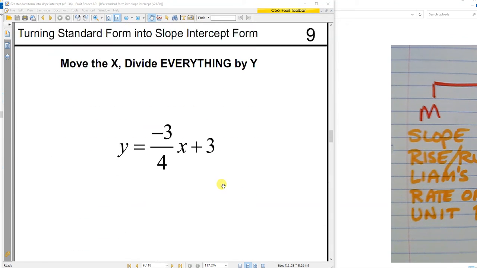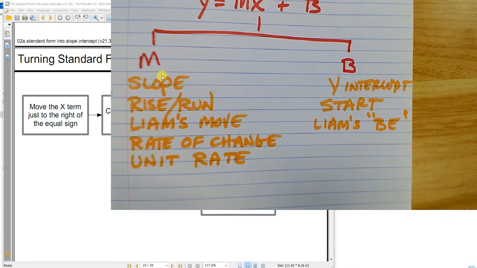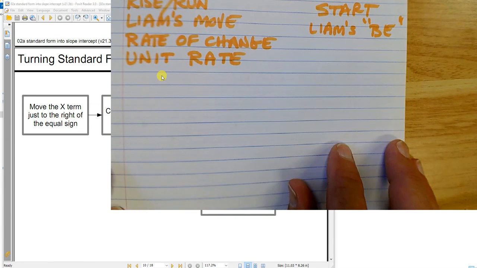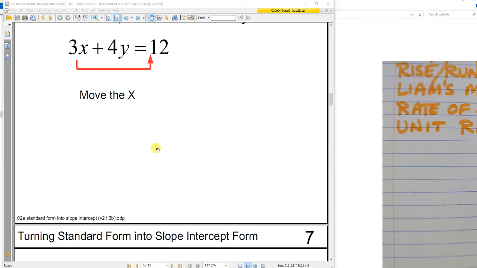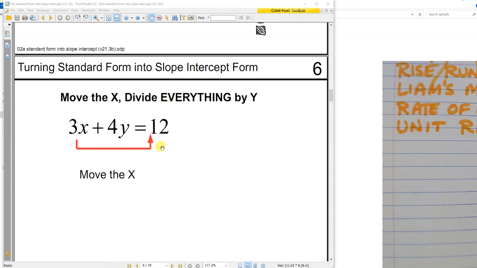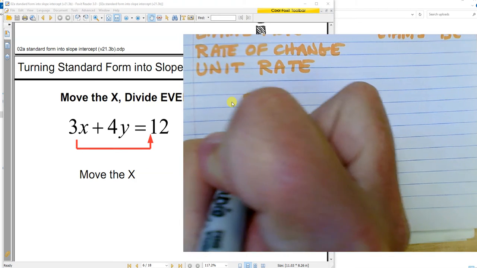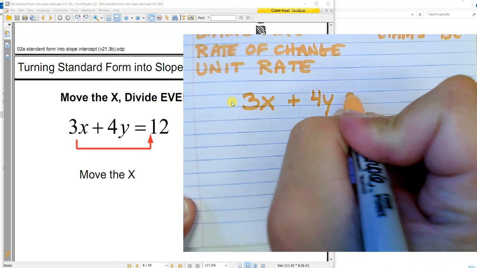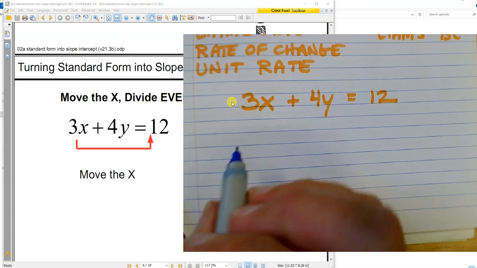I should have a nice flow chart in here. There it is. Here's my flow chart, and then we'll come back and do some of these problems. So I'm going to move the x just to the right of the equal sign. Let's take this one: 3x plus 4y equals 12. Let's write that down. The first thing we're going to do is move the x to the right of the equal sign.